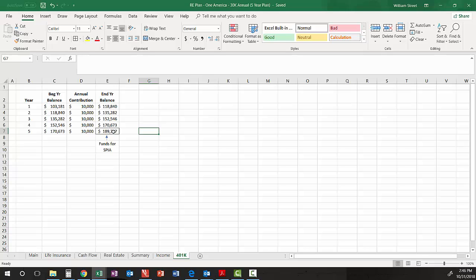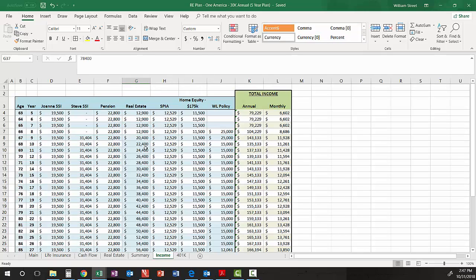So that's going to reduce our monthly benefit a bit. Okay, so now we know the difference there, 5-year versus 8. Let me pull up our income spreadsheet.